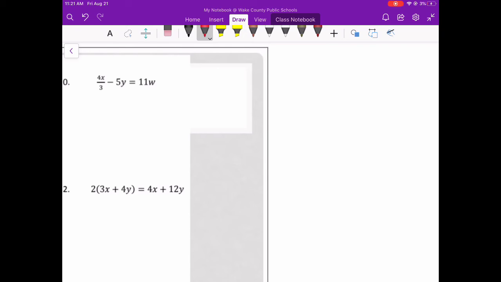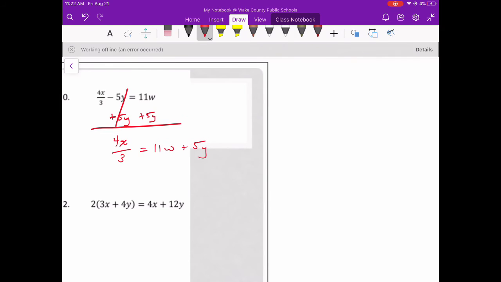I'm not comfortable with it, but because the entire left side is not being divided by 3, it's just one piece, let's try to isolate that. So I'm going to first get rid of the subtraction so that I can just concentrate on the most complicated part of this problem. I'm going to add 5y to both sides because that's the inverse. These cancel out, and I'm left with 4x divided by 3 is equal to 11w plus 5y.